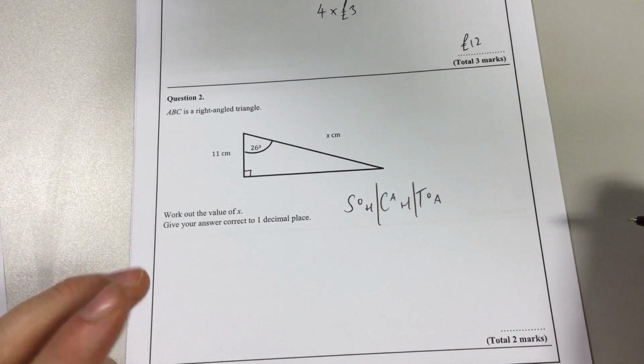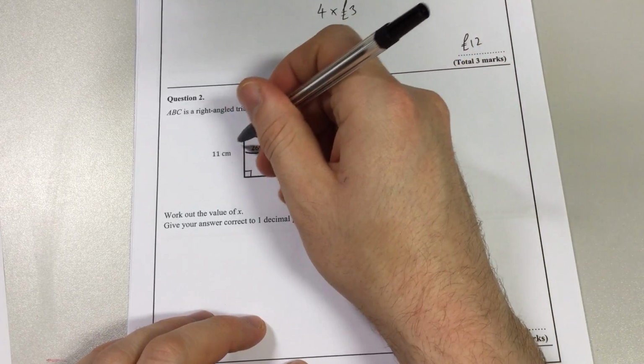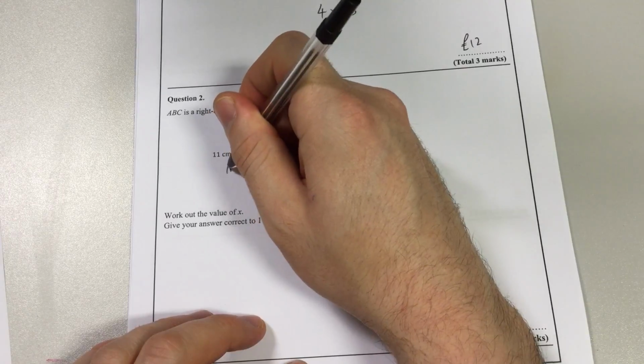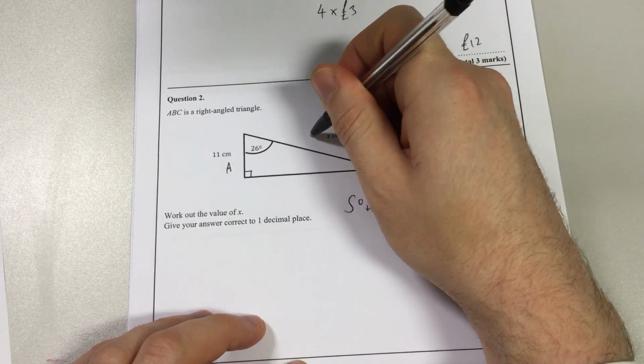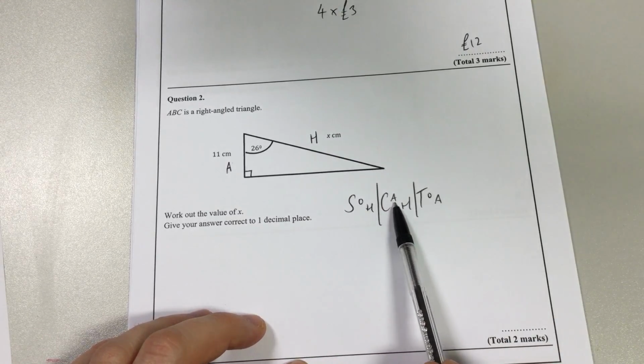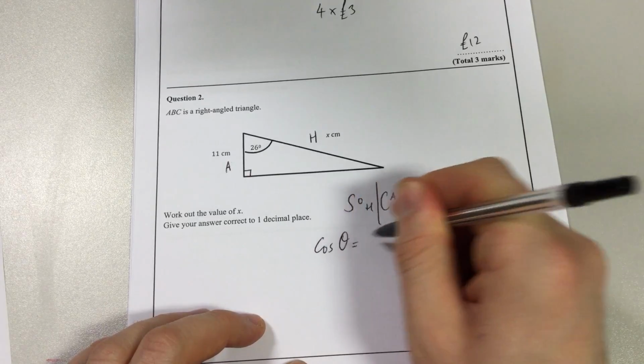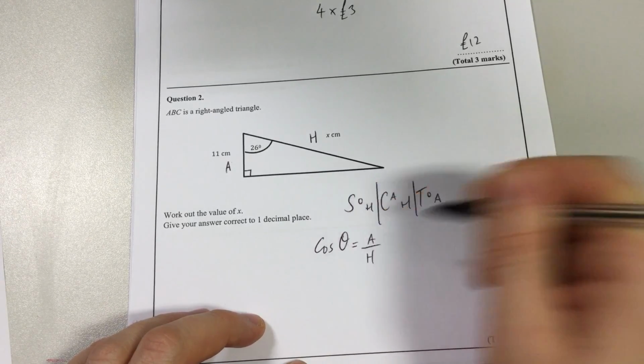You label both sides in the question, and you do only label 2 sides. So this one, this side here is between the angle and the right angle, so that is the adjacent side. This one is opposite the right angle, so that's the hypotenuse. And I've only got A and H, so CAH is the only one that's spelt using A and H, and CAH stands for cos angle equals adjacent over hypotenuse.